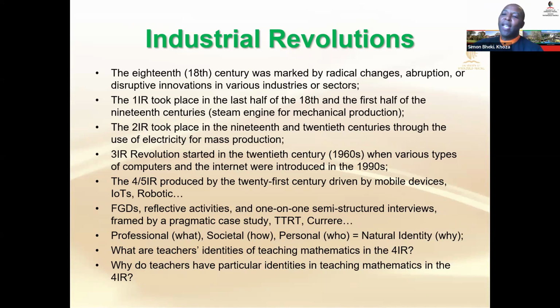the introduction of electricity for mass production, so that electricity will help us with that mass production. And then after that, the USA Army introduced what we call computer and the internet. Then we called that the third industrial revolution.